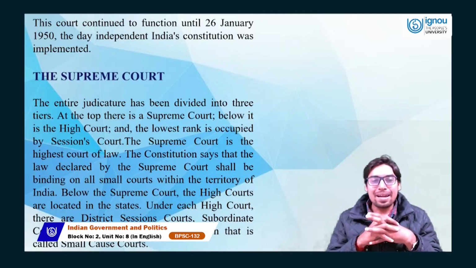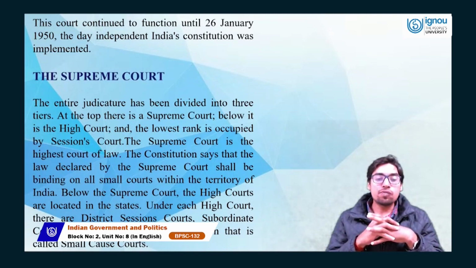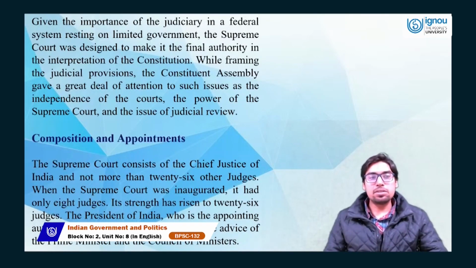The Constitution says that the law declared by the Supreme Court shall be binding on all courts within the territory of India. Below the Supreme Court, the High Courts are located in the states. Under each High Court, there are district sessions courts, subordinate courts, and courts of minor jurisdiction, that is, small cause courts. Given the importance of the judiciary in a federal system resting on limited government, the Supreme Court was designed to be the final authority in the interpretation of the Constitution.